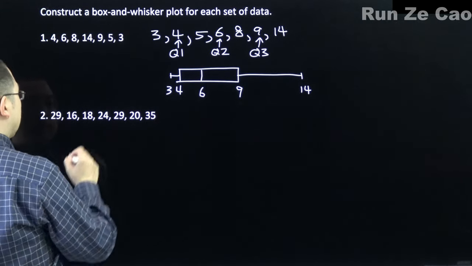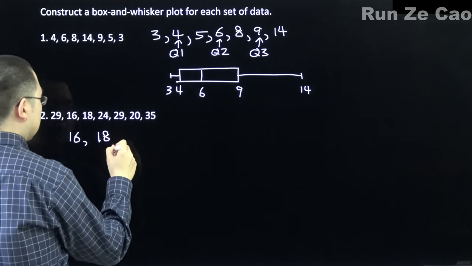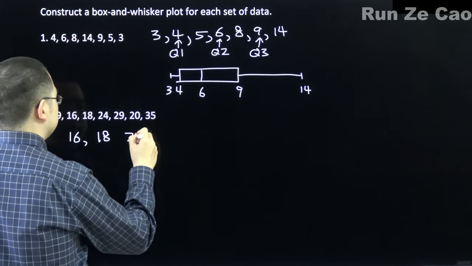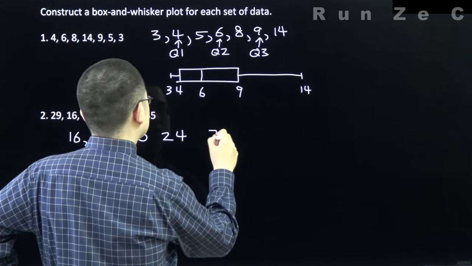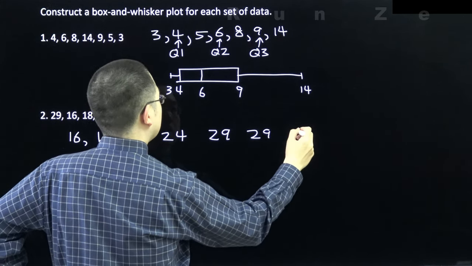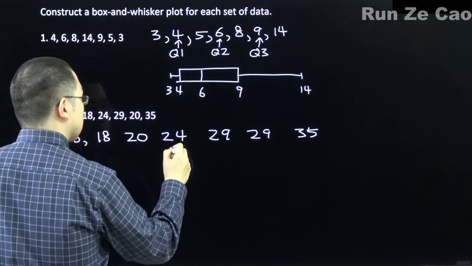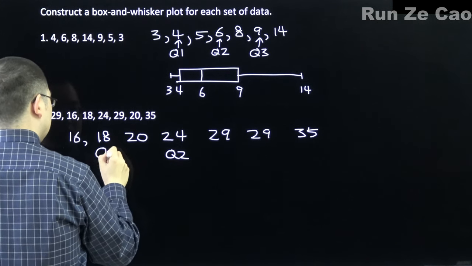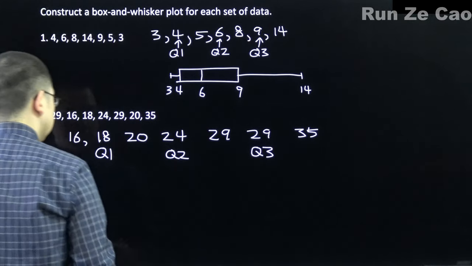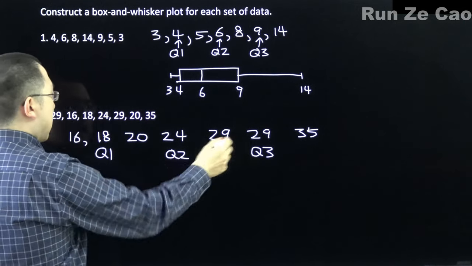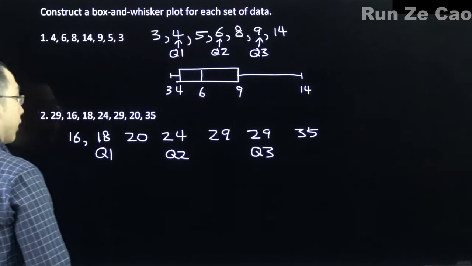Let's write this from smallest to largest. This is going to be 16, 18, all right, I don't need commas, 20, 24, we have two 29s and 35. Okay, this is Q2, Q1 is 18, and then Q3 is 29. So 18 to 29 is 11, and there are then no outliers.